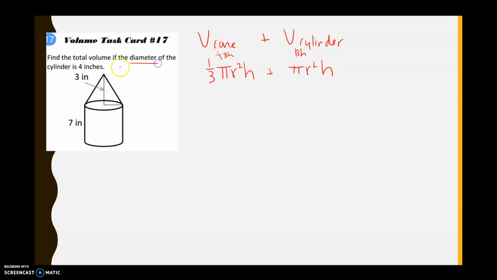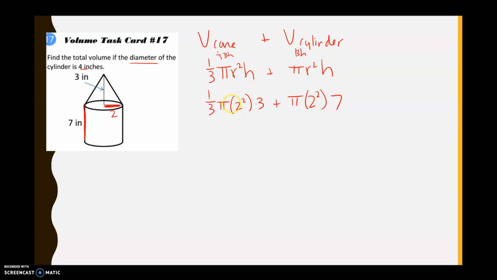Well, they're telling us that the diameter is 4. So this guy here is going to have a length of 2. So I'm going to take 1/3 pi 2 squared, and then the height of your cone comes out to be 3. And then going over to your cylinder, it's pi r, it has the exact same r, so it's going to be 2 squared, and then the height of your cylinder is 7.